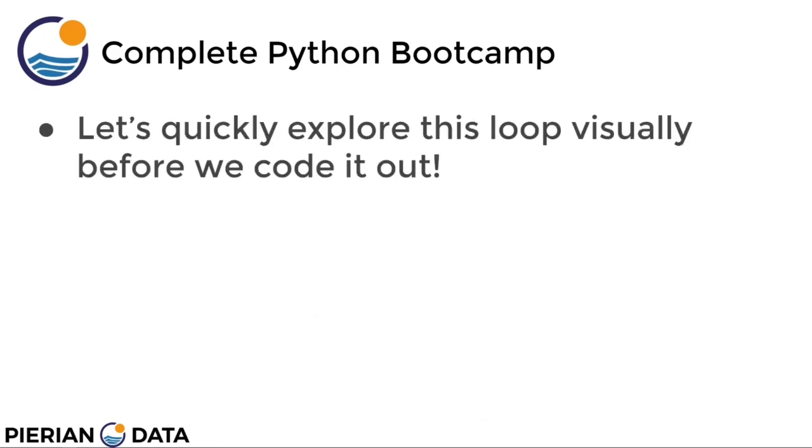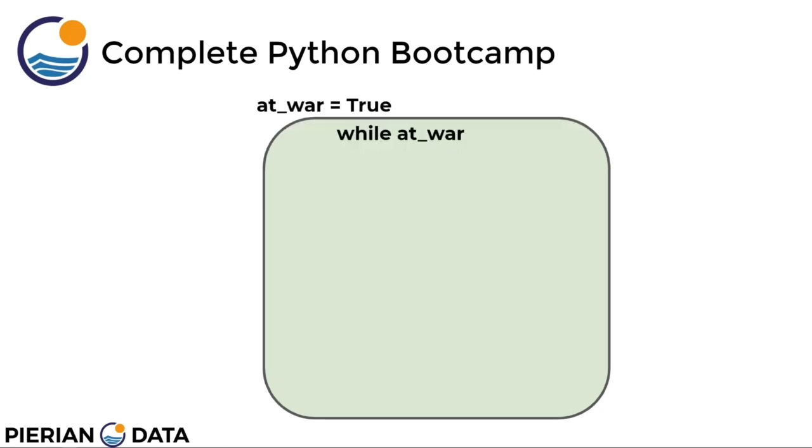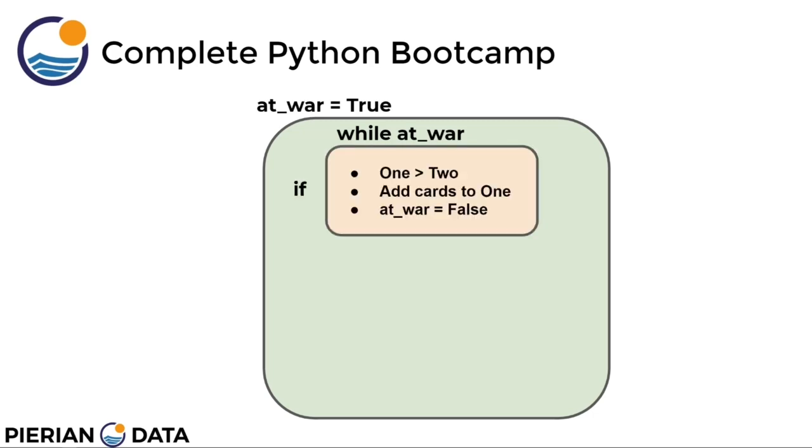Okay, so we're going to quickly explore this loop visually before we code it out, just to make sure it's clear to everyone. The actual comparison game logic is happening within this while loop of while at war, which is within the while game on loop. So we start off outside of this loop by saying, hey, we're going to assume that war is true. While at war, we'll start the comparisons. The first comparison is going to check if 1 is greater than 2. If that happens to be true, then we will add the cards currently present on the so-called table, those 2 cards, to player 1's hand, and then we'll say at war is equal to false, so we break out of this entire loop.